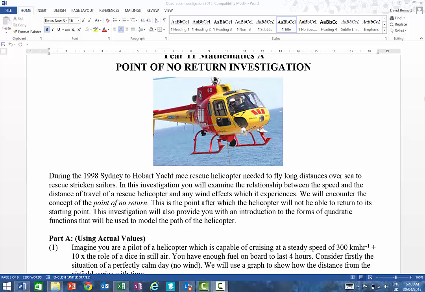This is the point of no return. So the scenario is that you've got a helicopter going out to a stricken yacht. They need to make sure, obviously, that they've only got a certain amount of flying time with the amount of fuel that they can carry, so depending on what the winds are doing as to how far they can fly out.